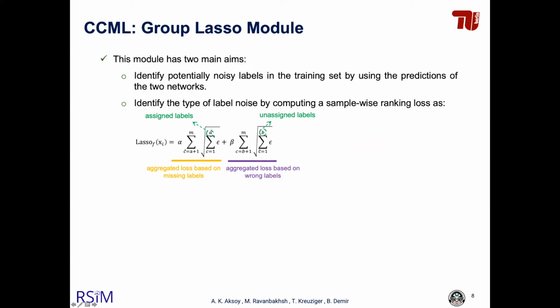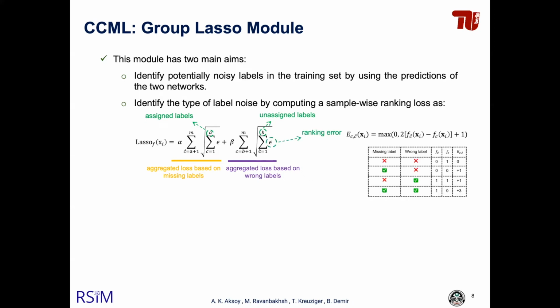We calculate group Lasso for both networks for any given batch of training samples. The group Lasso not only provides sample-wise ranking loss, but also provides information about the potential noisy labels. This information is provided through a ranking error function, E. The ranking error function gives a measure of the potential noise in a class combination.